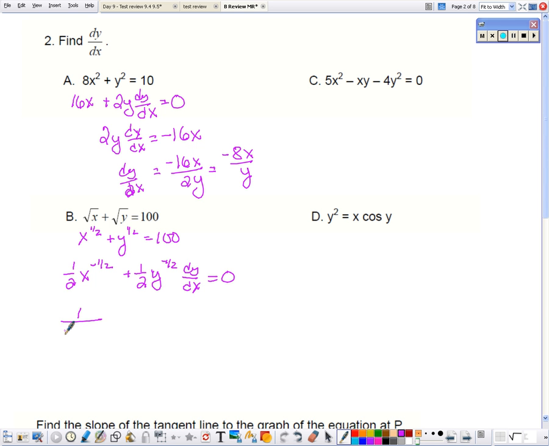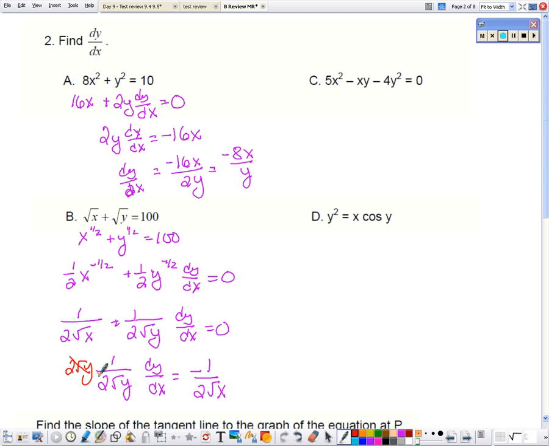This is 1 over 2 root x plus 1 over 2 root y dy/dx. I'm going to subtract this to the other side, and then multiply both sides by 2 root y so that these cancel. So my final answer is negative root y over root x, because these 2's will cancel each other out.